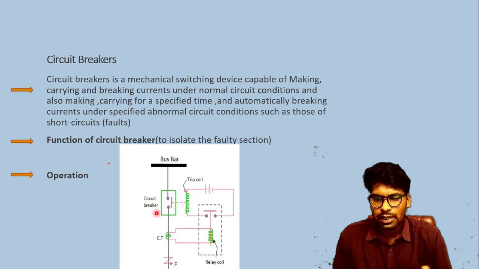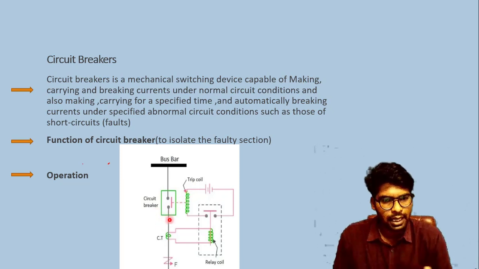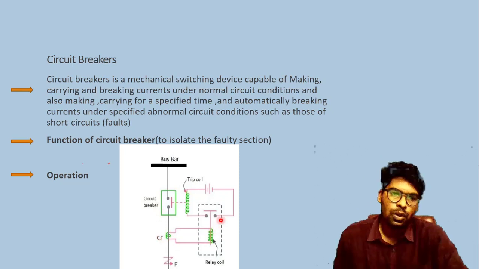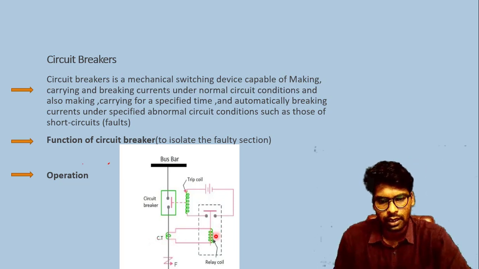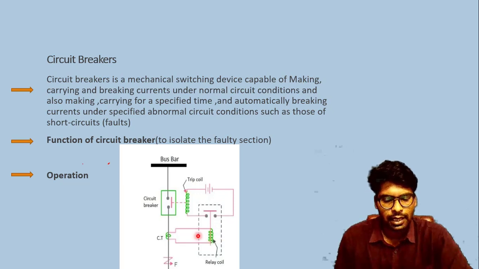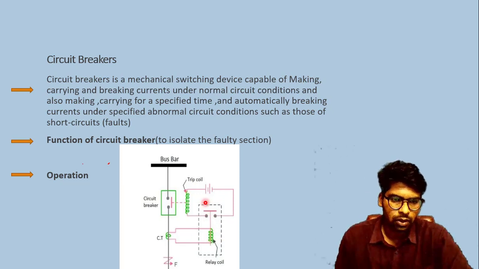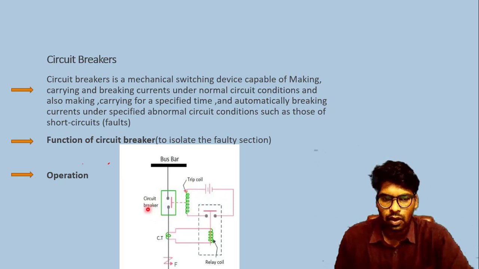So whatever circuit breaker you see, whatever relay you see, and whatever transducers you use, the concept is the same. You use a current transformer to sense the current, and this current transformer gives a signal to the relay coil, and this relay coil will operate the relay trip coil, and the trip coil gives information to the circuit breaker to operate. This is the normal operation of a circuit breaker.